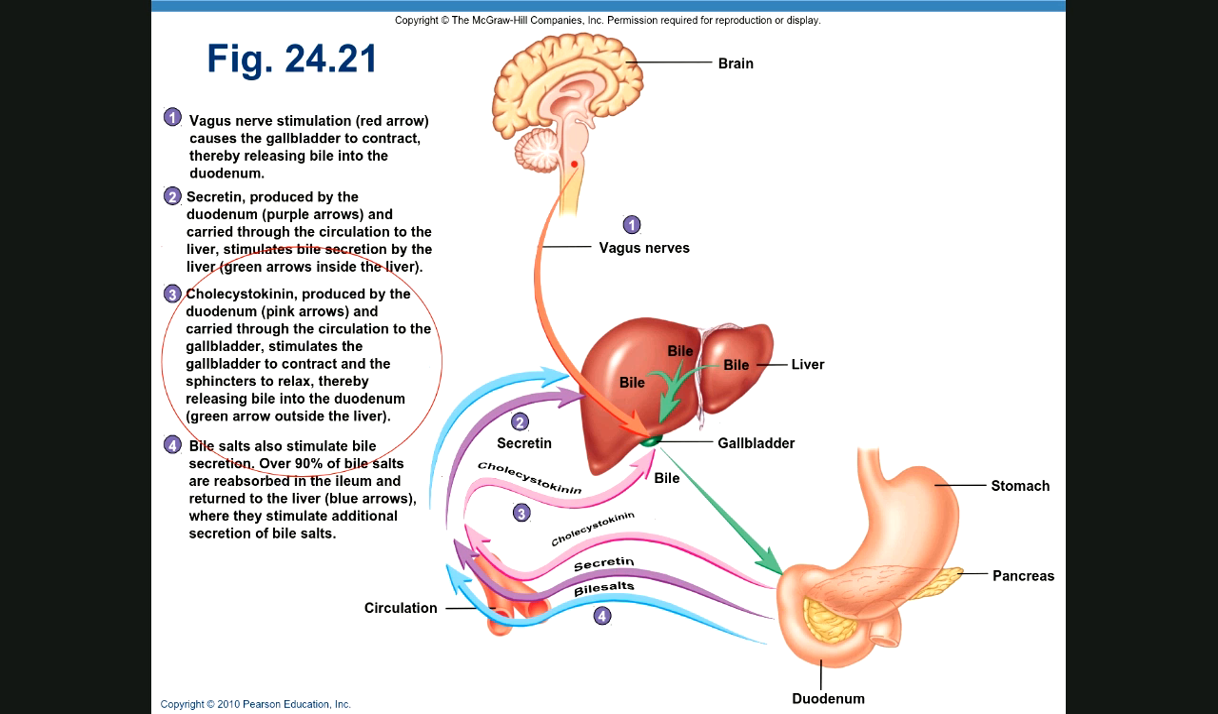So this is just going over the production of bile, or the release of bile, I should say, not the production. So vagus nerve, which is a parasympathetic nerve, is going to innervate the gallbladder. The small intestine is going to secrete secretin and cholecystokinin. Secretin stimulates the liver into producing bile and sending it to the gallbladder. Cholecystokinin is going to cause the actual release of the bile. Bile salts end up in circulation, and they also stimulate the release of bile.